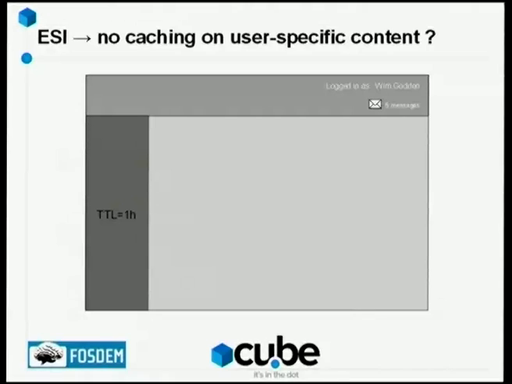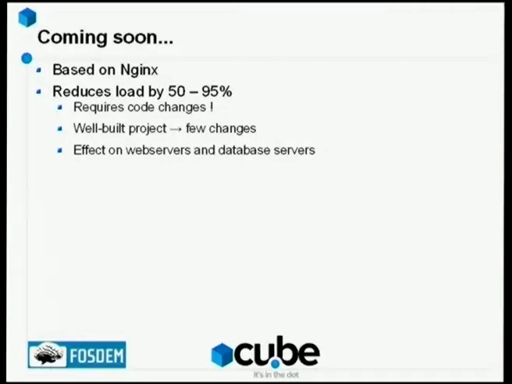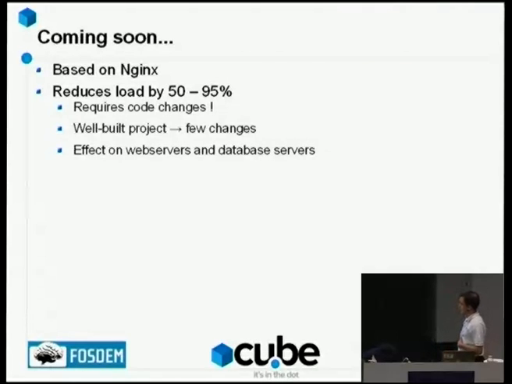So, in this case, I'm logged in as me and I have 5 messages. I might be able to cache that left part, which might be navigation, or the main content, which might be an article. That part, that's user specific. Varnish cannot cache that because it would need a TTL of 0 seconds, because I might have 6 messages in 2 seconds. I might have 10 messages, and so on. So, up till now there was no solution for that.